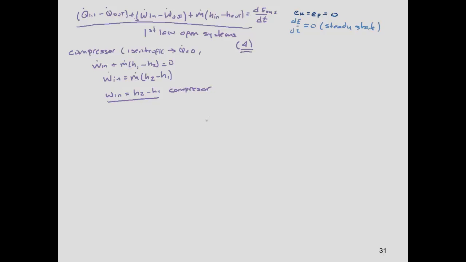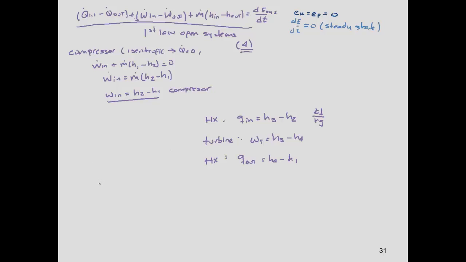So once we do the analysis for the heat exchanger, we're going to have Q in equal H3 minus H2. For the turbine, it will be H3 minus H4, and all of this is in terms of specific energy. And in the second heat exchanger, we're going to have Q out equal H4 minus H1.